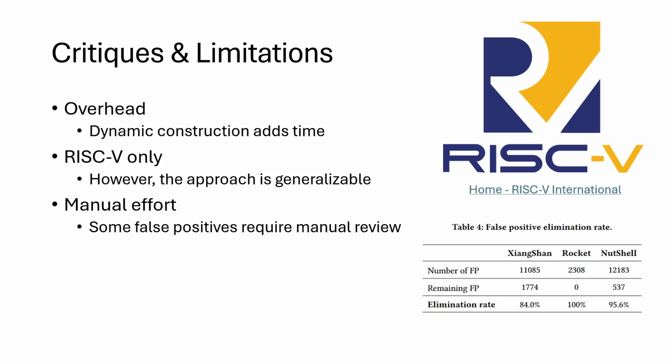And we can see in that little table on the bottom right there's around 84% on Junction, and NutShell has a 95.6% elimination rate. So you'll have roughly 15% to 5% false positives that the designer actually needs to go through. And it is a significant amount for Junction. 1,700 or so bugs to go through is quite a large amount for a designer. So that's a very big drawback, but it is better than other implementations at the moment.